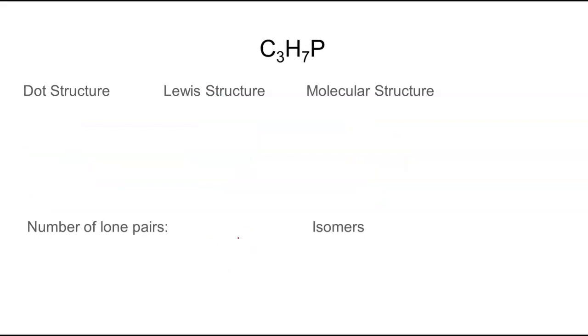Let's do one more as a last one. The last one gets a little bit more complicated. You're going to see that I have 3 carbons. There we are. We have 7 hydrogens. And we have 1 phosphorus. And just a reminder, phosphorus has 5 valence electrons.